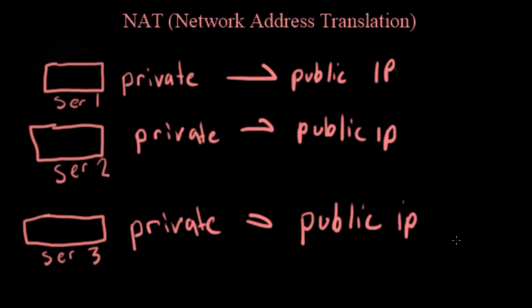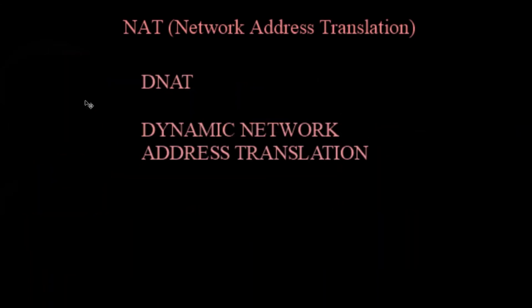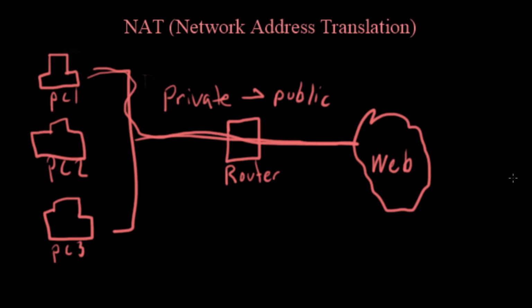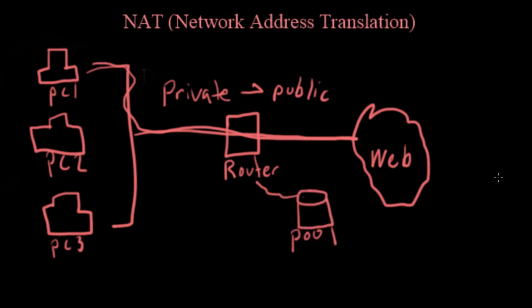The next type of NAT is DNAT, which stands for Dynamic Network Address Translation. In DNAT, all the devices on the network will be translated to a public IP address within a public IP pool. For example, say you had 3 PCs in your network. If PC1 needed to access the internet, the router will look at its private IP address and then swap it with a public IP address. And it'll get this public IP address from its pool.